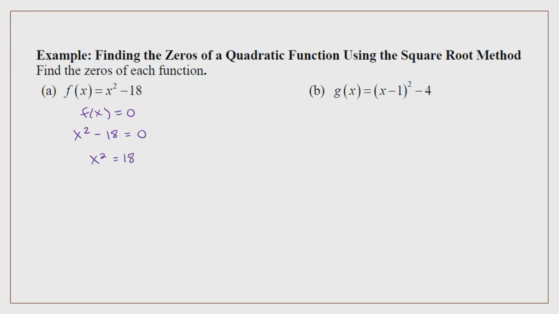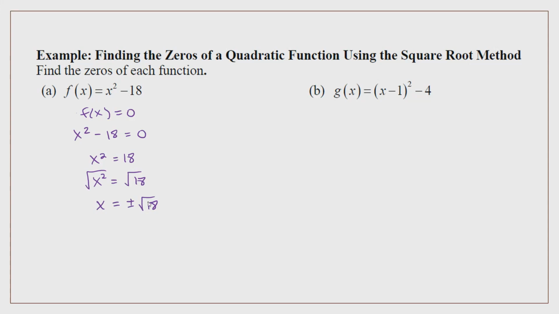To eliminate the square on our variable, we have to take the square root of both sides. When we take the square root of both sides, we'll have plus or minus. Let me show you that middle step, actually. Take the square root of both sides. That will give us x equals plus or minus the square root of 18.